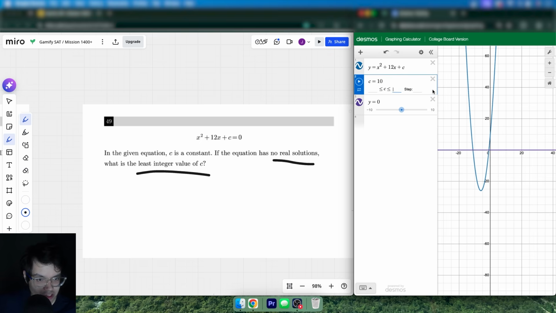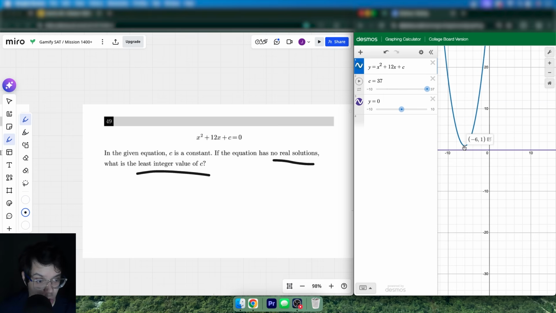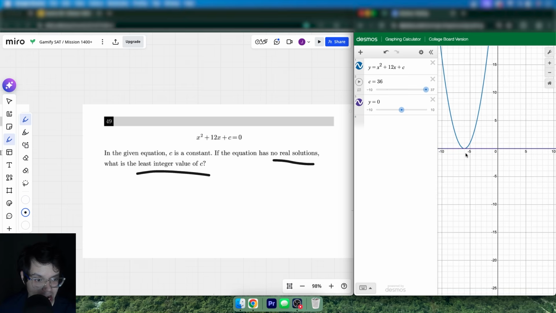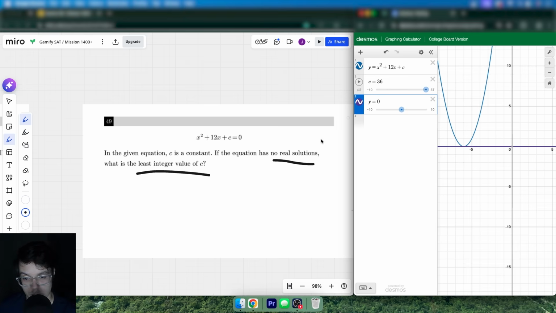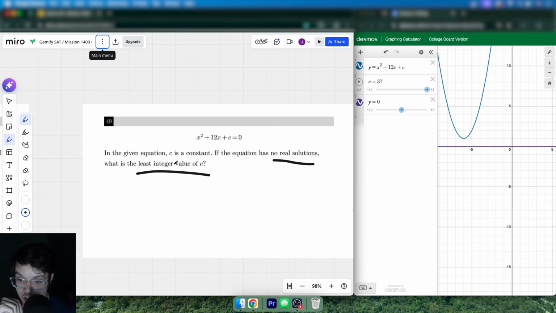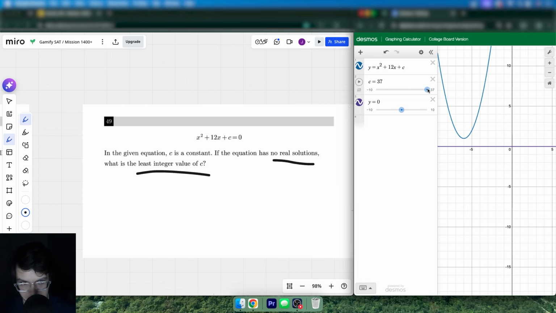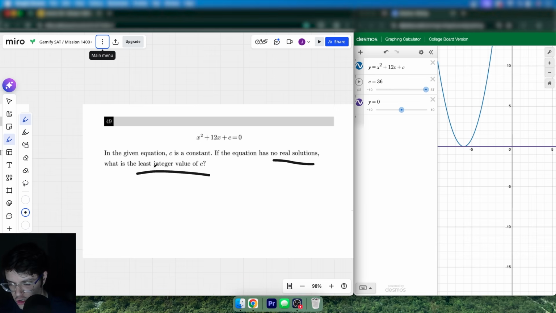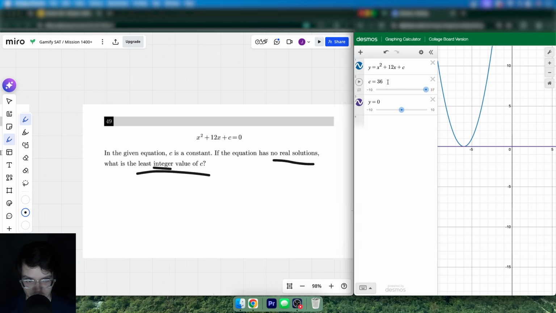So if I make c equal to, yeah, it was 37 before. There is the one place where there's no intersection between that and this. If I made it even just one lower, now there is at least one intersection, so there would be one real solution. So for no real solutions, we have to make it 37 or higher. It says, what is the least integer value of c? So the least one would be 37. You can't go any lower than that or else it breaks. By the way, integers mean whole numbers, so that's why I just did 36 and 37.